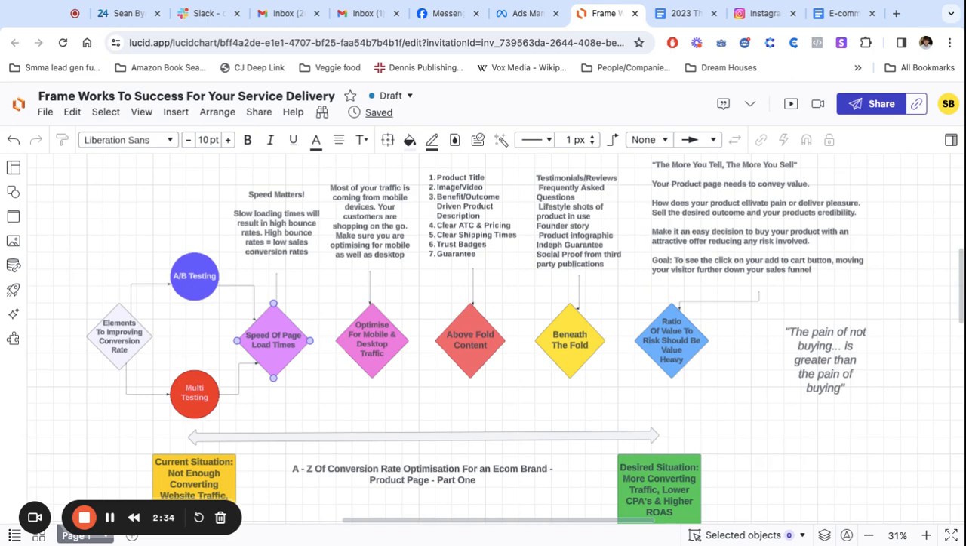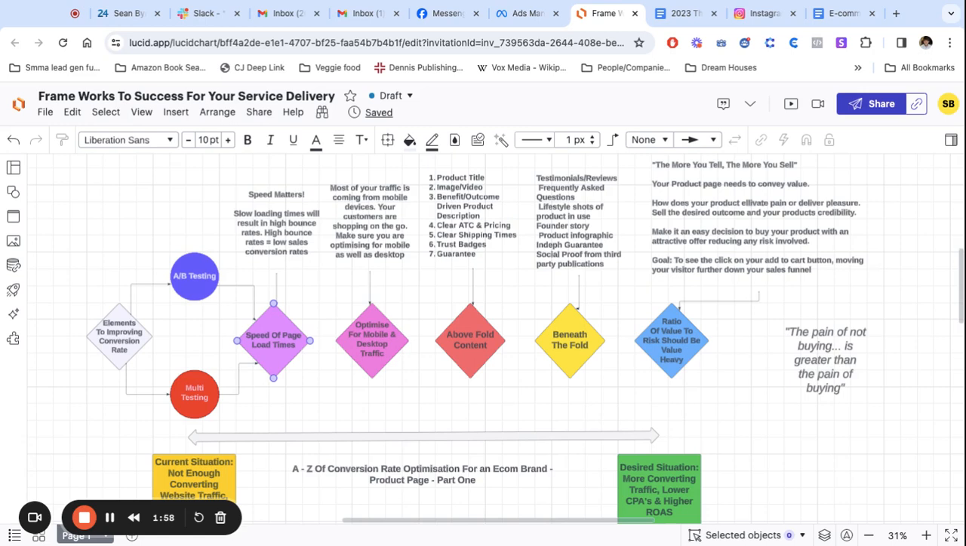Content that you should have above the fold. Things like your product titles are highly important. You could be trying to alleviate a pain point in the headline, or it could be a benefit-driven thing. Make sure you've got good images and video. You can be doing before and after shots, user-generated content, product demonstrations, that kind of thing as well. Make sure that you've got product descriptions that are benefit and outcome-driven. Clear add to carts and pricing, of course, are highly important. Right underneath that, you should have things like clear shipping times, trust badges, even your guarantee badge as well.